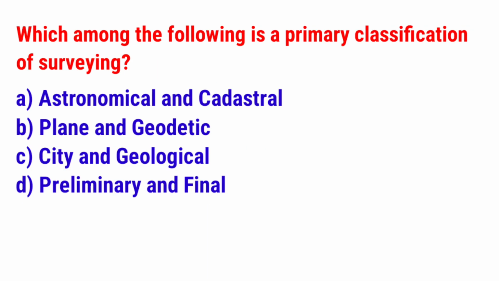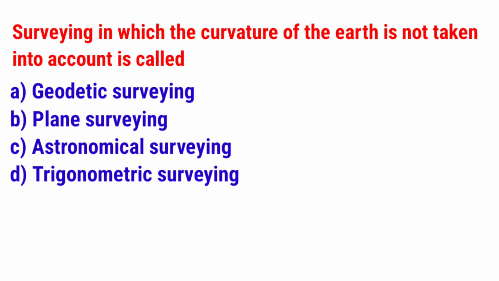Next question. Which among the following is a primary classification of surveying? The answer is option B, plane and geodetic. Next question. Surveying in which the curvature of the earth is not taken into account is called? The answer is option B, plane surveying.